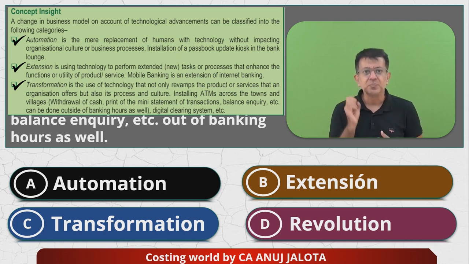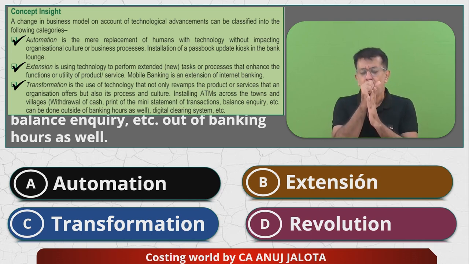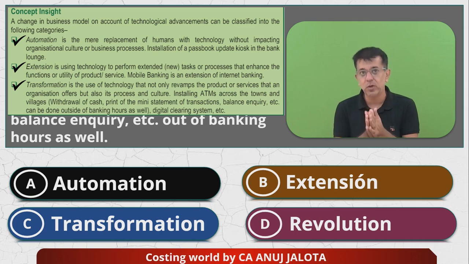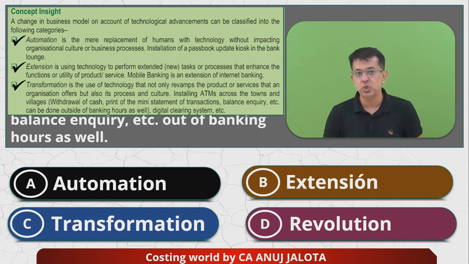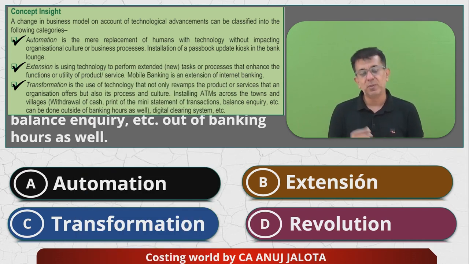Transformation is basically whereby how we use a certain thing completely changes. I'm reading from the extract that is there in front of you. Transformation is a use of technology that not only revamps a product or services that an organization offers, but also its process and culture. Best example is this question itself, that is nothing but using ATM machines. Earlier, in the days when I was small, my dad used to tell me, go to the bank, withdraw. So I go to the bank, fill up the withdrawal form, go to the counter, and I sign over there, and I withdraw the money. How much time does it take? ATM machines made that relatively simple. So that is a kind of transformation.